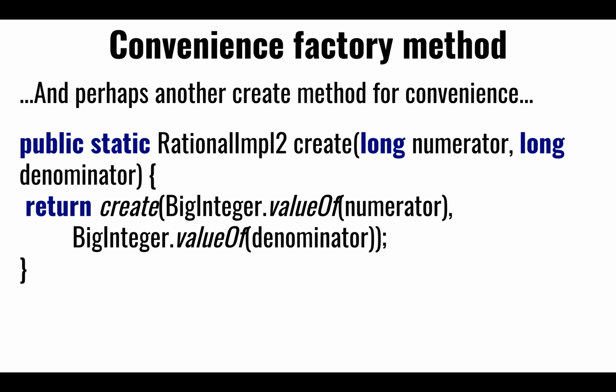Perhaps we also have a convenience factory method that can take just two longs, numerator and denominator. And then it relies on the all-argument constructor to convert them into big int values and represent them in big int versions of this. Everything else stays unchanged, the same. We still have the same problem as before. We still have add and multiply and toString and equals.